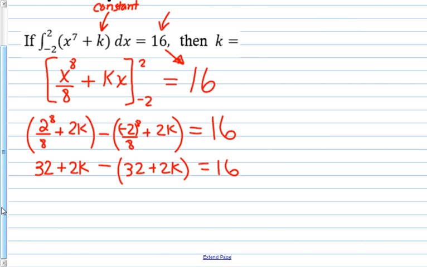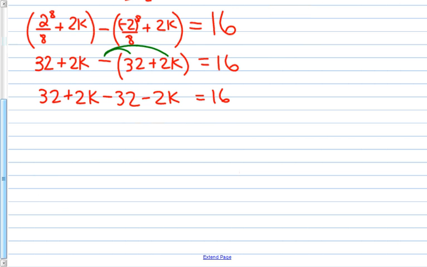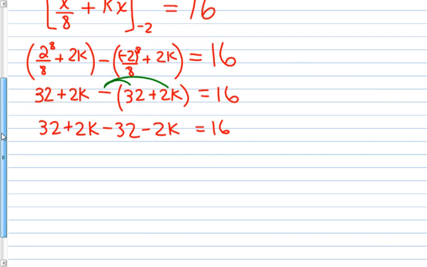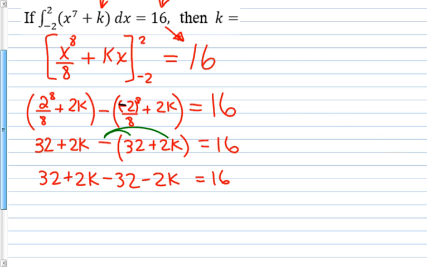And here's where people are going to mess up. This negative belongs to both of these. So 32 plus 2k minus 32 minus 2k equals 16. I knew that looked funny. And of course, I messed up. Negative 2k. Oh, look at that. Negative 2k, negative and negative make positive. And that looked funny. Okay, so anyway.